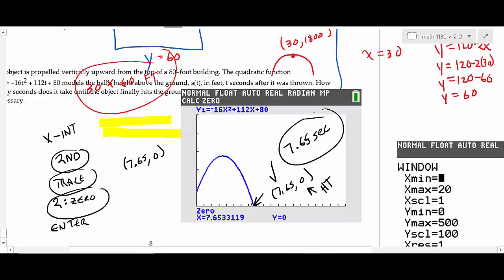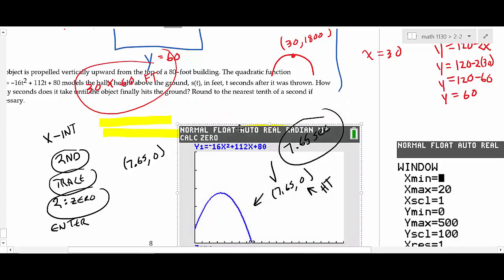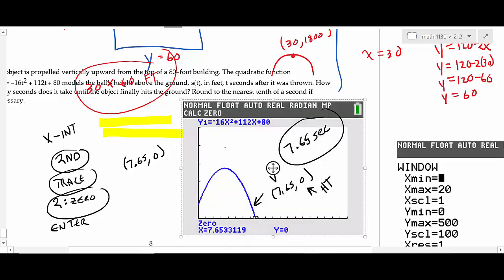That's it. Okay? What's that? Oh, did they say round to the tenth? Yeah, I'm not even paying attention. So that would be what, 7.7? Okay, so 7.7 seconds. Okay, everybody follow how I did that and what the difference is on that?